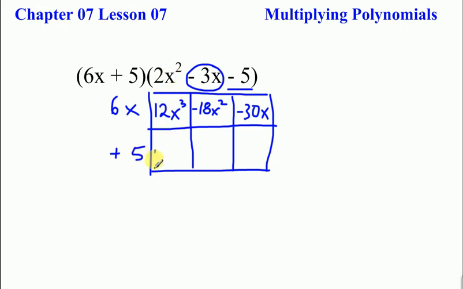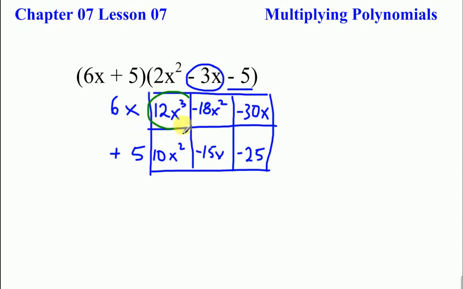5 times 2x squared gives me 10x squared. 5 times negative 3 is negative 15x. And then 5 times negative 5 is negative 25. All right.